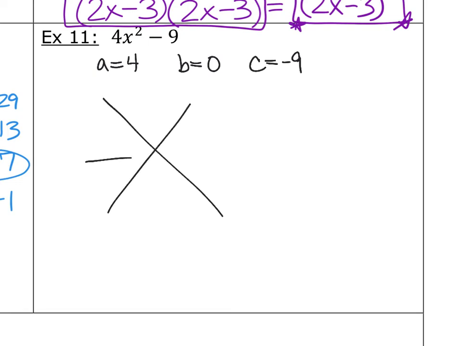Okay, so when I set this up, Angel, what goes in the top? Flip your paper back over. What do I multiply to put in the top? I'm going to multiply which two letters? A and C. So I'm going to do 4 times -9, and 4 times -9, class, is -36.